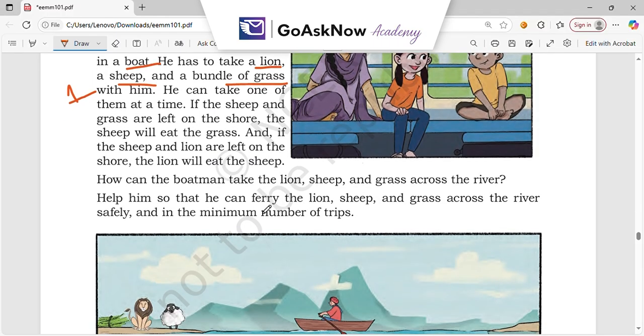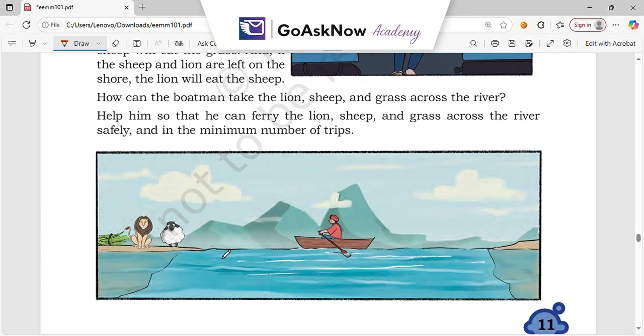How can the boatman take the lion, sheep, and grass across the river? Help him get the lion, sheep and grass across the river safely and in the minimum number of trips. Here we have to take them one by one and leave the remaining ones here. Let you guys think what the answer would be.